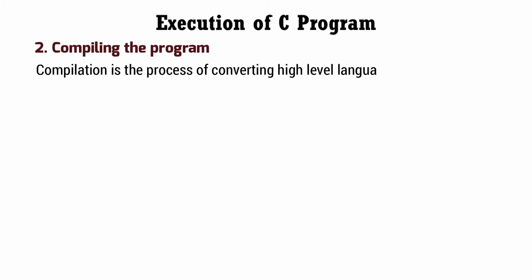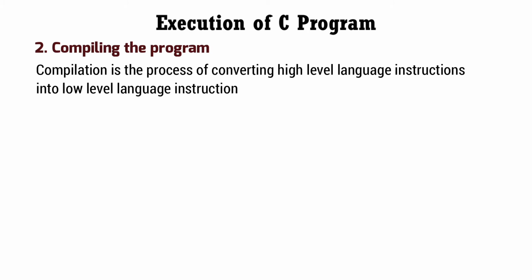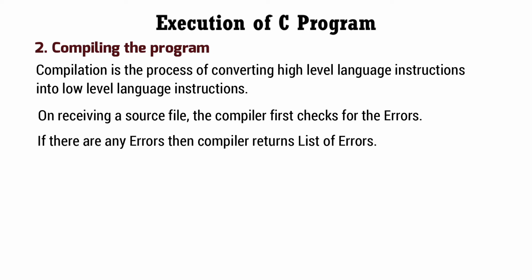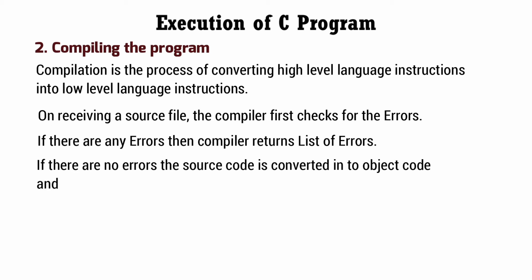Now coming to compiling the program. Compilation is the process of converting the high level language instructions into low level language instructions. On receiving a source file, the compiler first checks for errors. If there are any errors, then the compiler returns a list of errors. If there are no errors, then the source code is converted into the object code and stored as a file with the .obj extension.